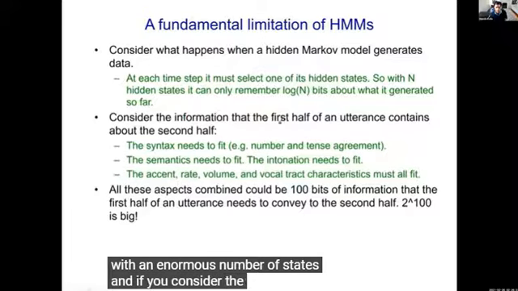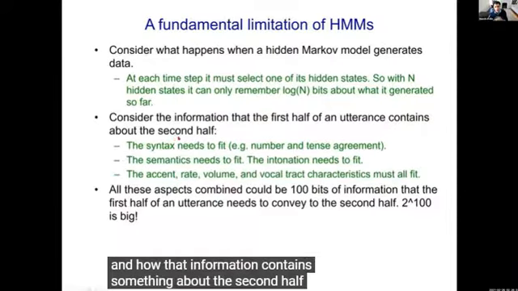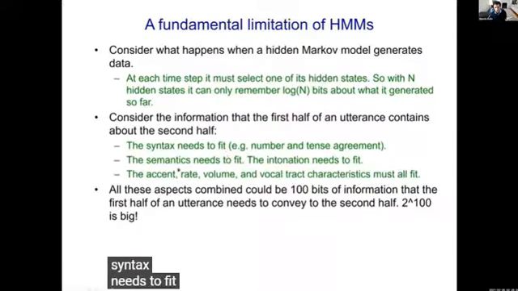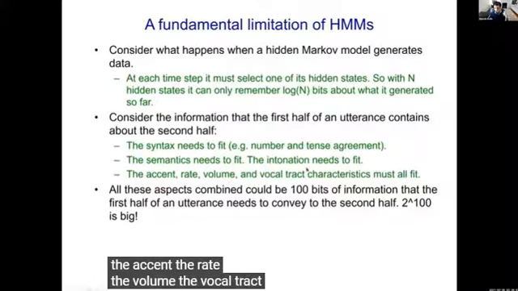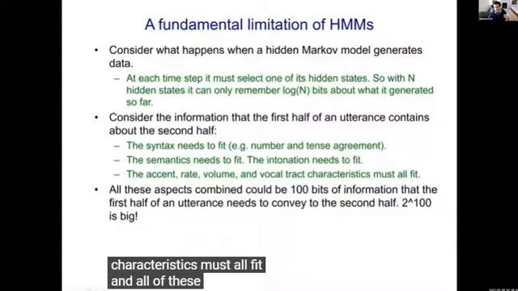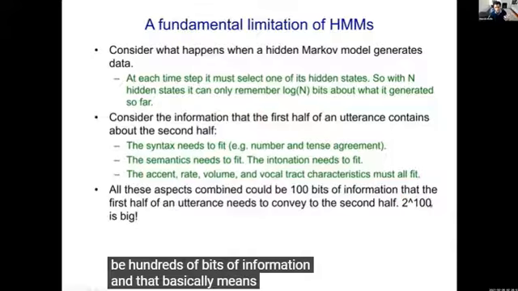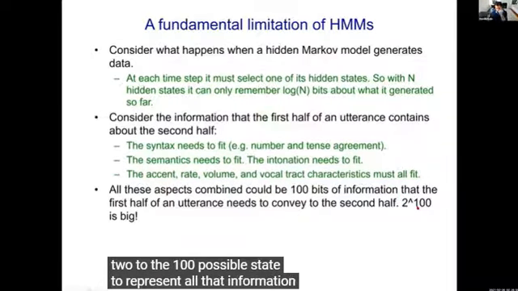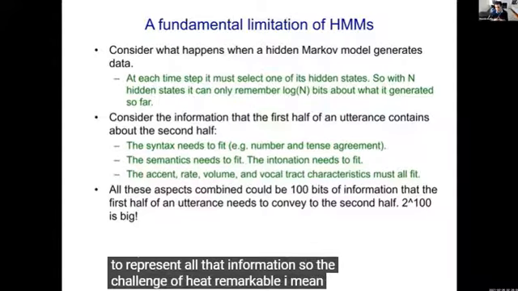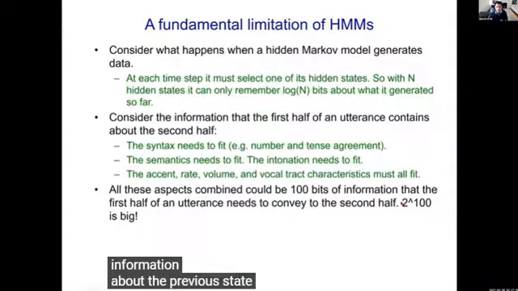And if you consider the information that's in the first half of an utterance and how that information contains something about the second half, the syntax needs to fit, the semantics need to fit, the accent, the rate, the volume, the vocal tract characteristics must all fit. And all of these aspects combined could be hundreds of bits of information. That basically means you would need 2 to the 100 possible states to represent all that information. So the challenge of hidden Markov models, they're extremely powerful, but the challenge is that you can't encode too much information about the previous state.